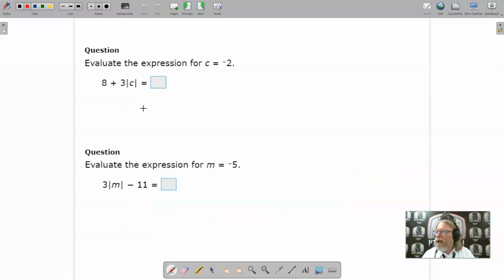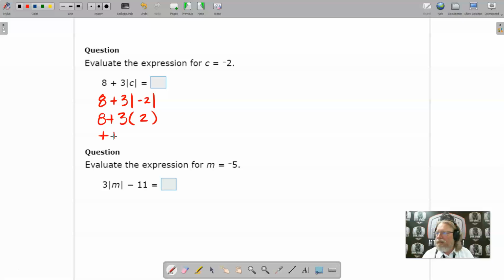All right, and on this next one here, we're going to evaluate the expression for c equals negative 2. And we're going to rewrite 8 plus 3 times the absolute value of negative 2. Let's go ahead and bring down the 8 plus and the 3. And then we're going to use a parenthesis to hold the value, the absolute value of negative 2, which is going to be positive 2.